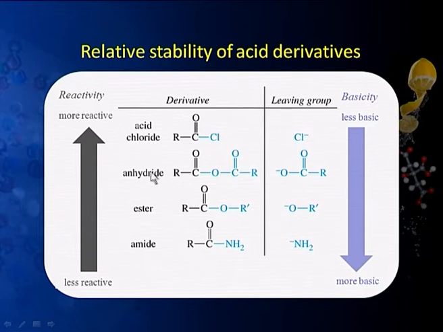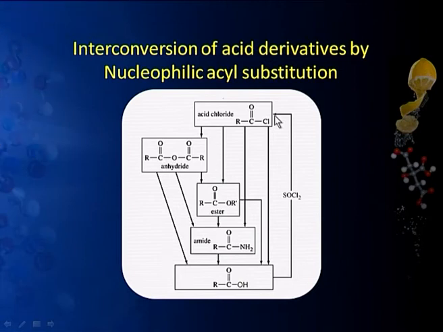So, stability increases in this order. Amides are most stable and least reactive; acid chlorides are most reactive and least stable among them, and that is why the acid chlorides are used as a starting material for the synthesis of different acid derivatives. So, this chart shows that the acid chlorides can be converted into esters or amides, or can be hydrolyzed back to carboxylic acids, or can be converted to acid anhydrides. But amides can only be hydrolyzed to acids and cannot be converted back to any of these derivatives.